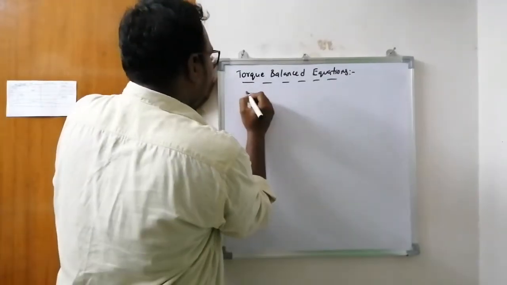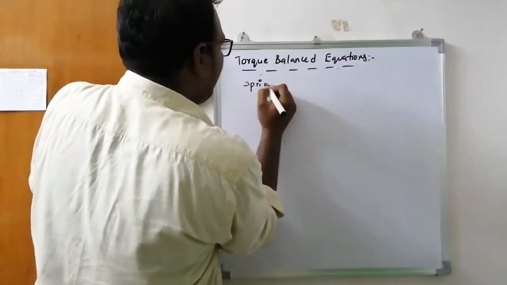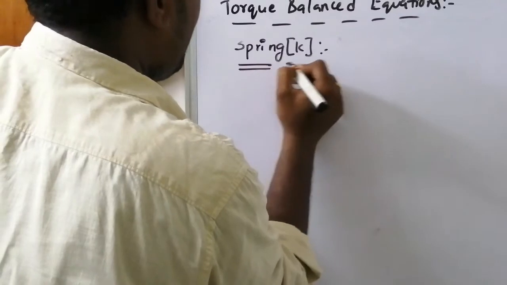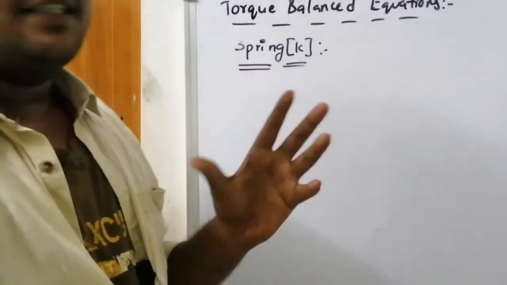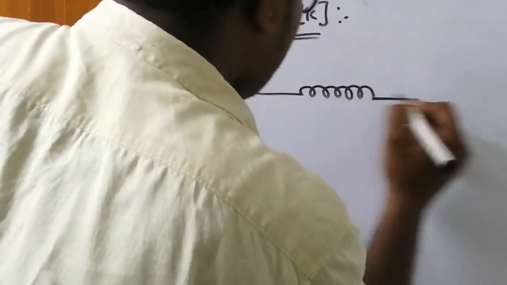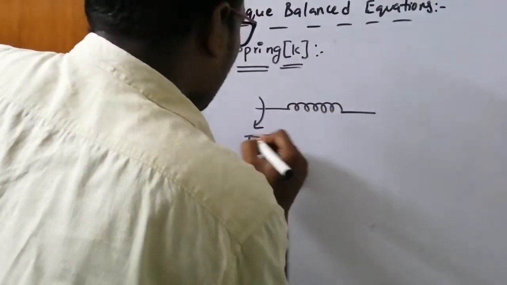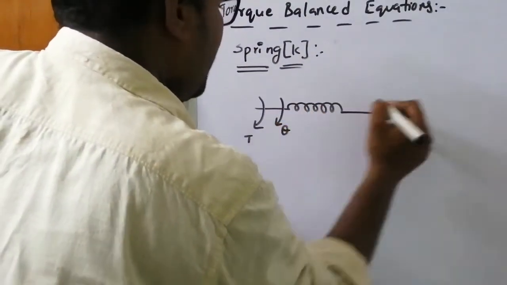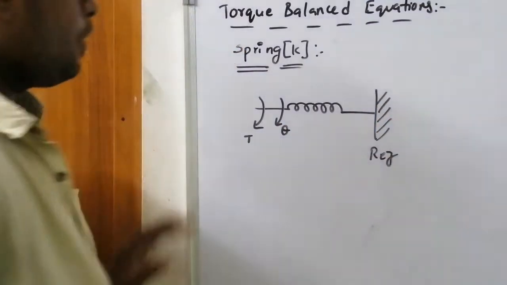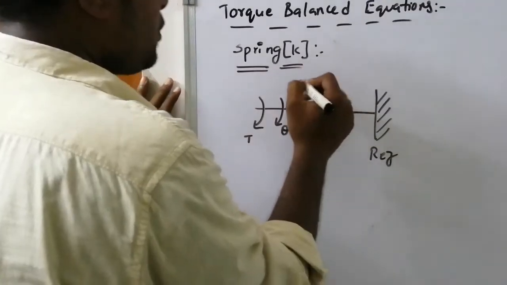Now see the spring. It is denoted by K. The symbolic representation of the spring is like this. We have a torque here and displacement here, and the other end is fixed to a reference. Here K is the stiffness constant.